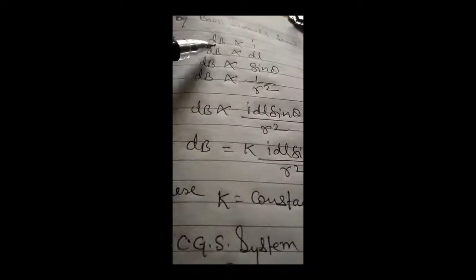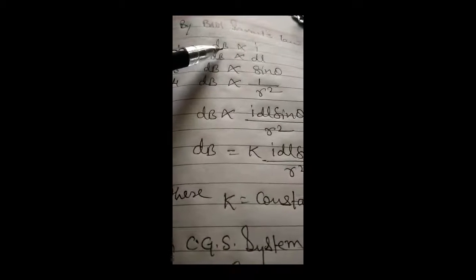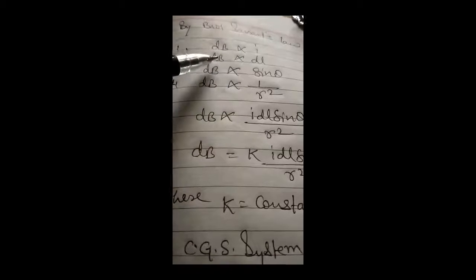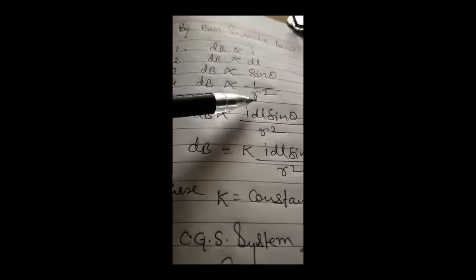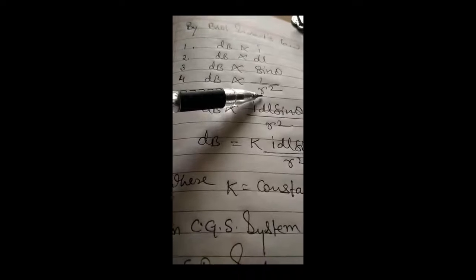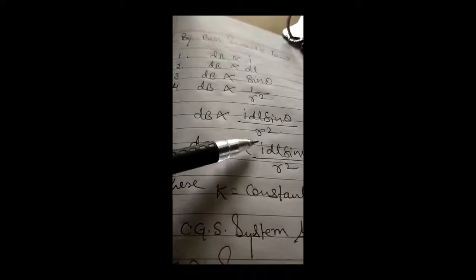the intensity of magnetic field dB is written because the magnetic field intensity is denoted by B, but here we are finding the intensity of magnetic field due to a small portion of the current carrying conductor. So therefore dB is proportional to I, dB is proportional to dl, dB is proportional to sin theta, and dB is inversely proportional to the square of the distance, that is R square.